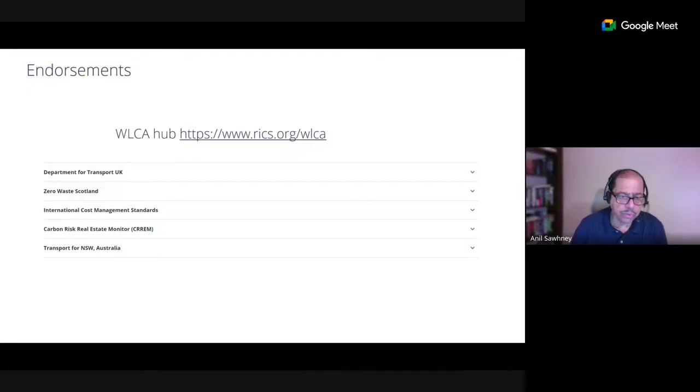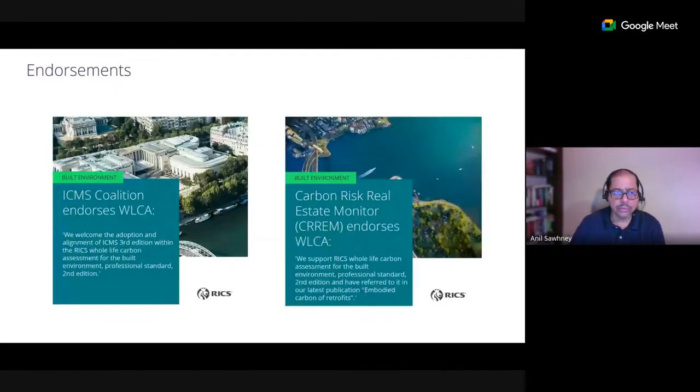Some examples of endorsements and supporters and users: Department of Transport UK, for example, Zero Waste Scotland, Transport for New South Wales in Australia. All these folks are public adopters and endorsers of the standard. So these are some of the endorsements we have received for the standard. So it's quite well recognized.